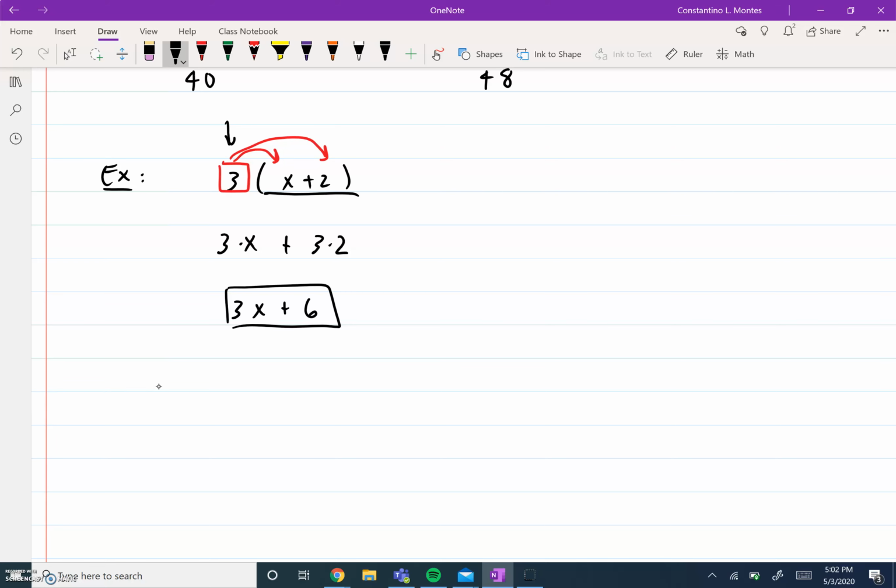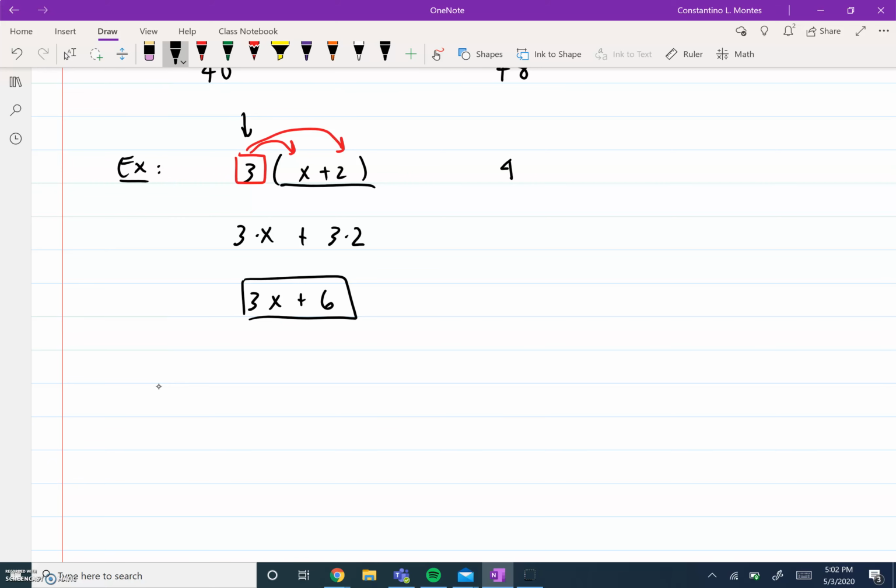Now, why would we do this? Well, there's certain scenarios where we're going to want to combine some things, and the only way we can combine things is going to be to use the distributive property and then use some addition or subtraction. So we need to get this part down to make sure that we can do this properly and effectively. So let's show you another example.